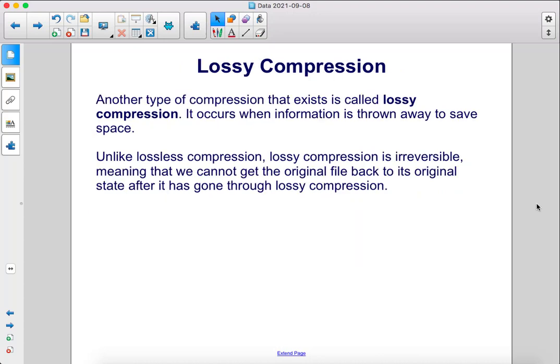Another type of compression that exists is called lossy compression. It occurs when information is thrown away to save space. Unlike lossless compression, lossy compression is irreversible, meaning that we cannot get the original file back to its original state after it has gone through lossy compression.